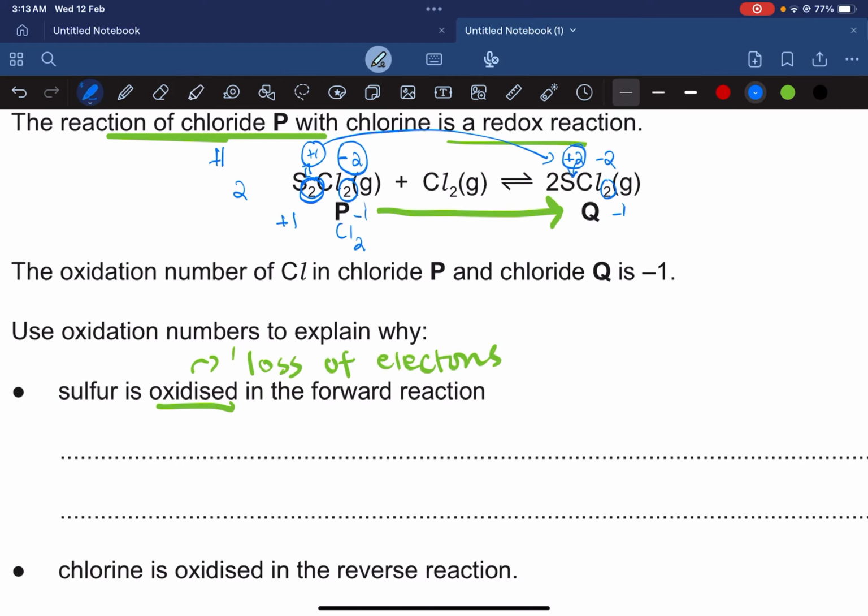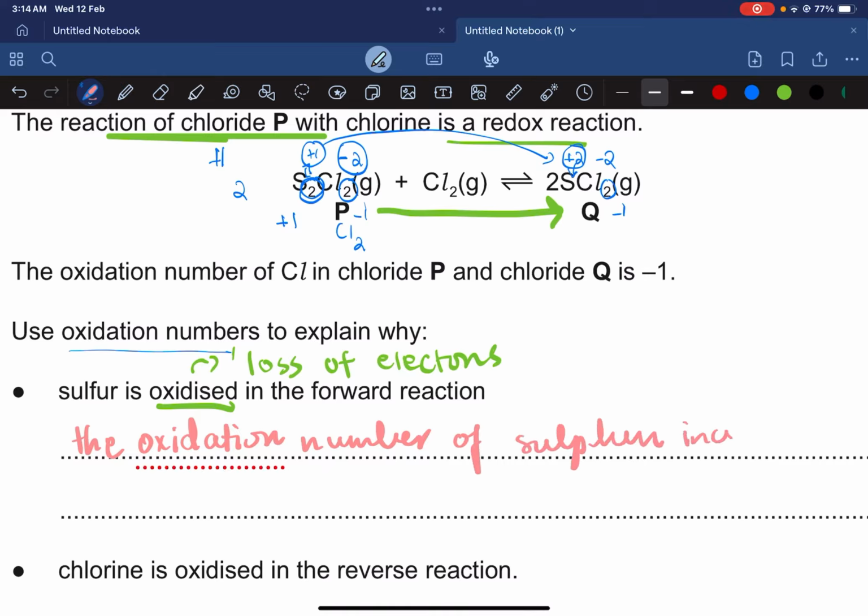Use oxidation numbers, okay? So we are going to write that there is an increase in the oxidation number. The oxidation number of sulfur increases from +1 to +2. Chlorine is oxidized in the reverse reaction.